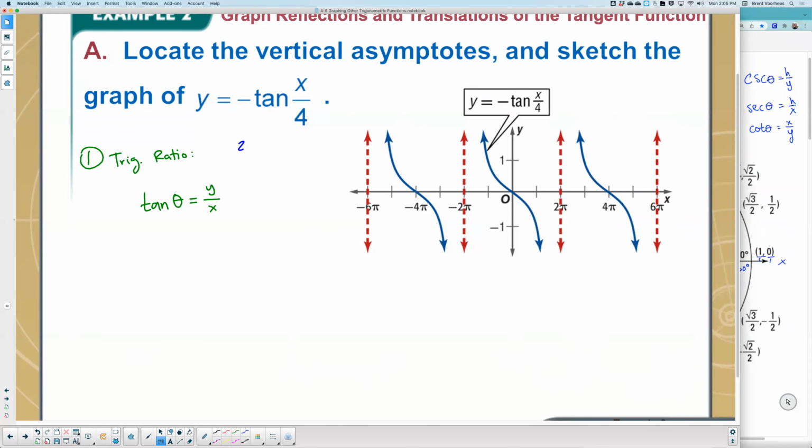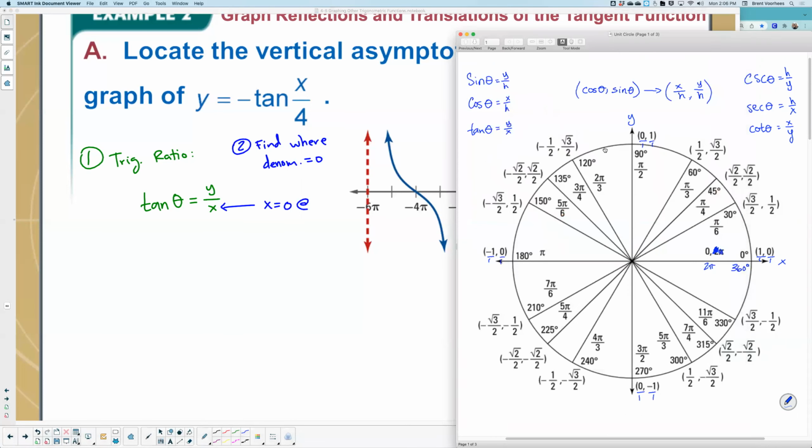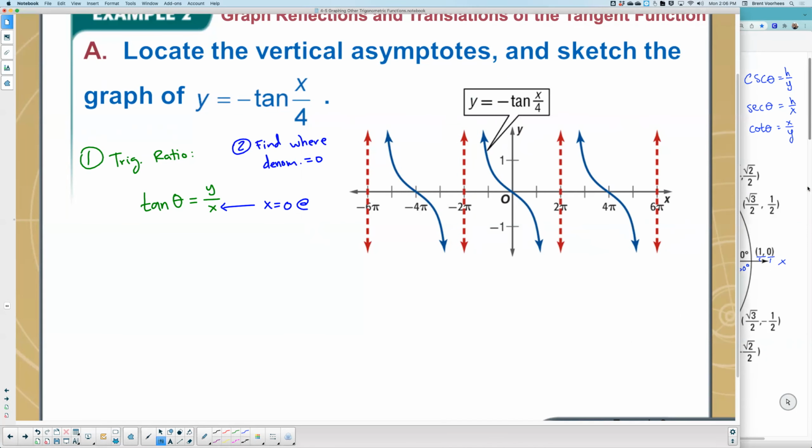Step 2. Do you remember what I wrote for step 2? Find where, and I'm just going to say denom this time, denom equals 0. So we want to know, in this case, x is the denominator, where x equals 0. X equals 0 at, use your cheat sheet. Where does x equal 0 at? Same spot as last time because it's tangent again. X has a 0 at pi over 2. So put pi over 2 there.